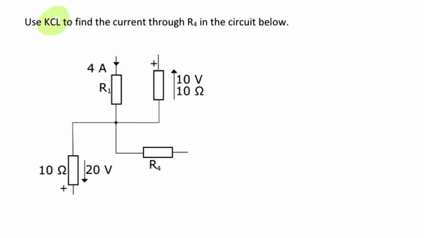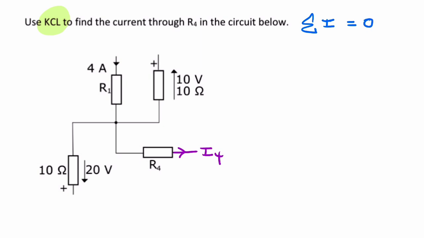So here we're being asked to use Kirchhoff's current law to find the current passing through R4. So let's give that a name. Let's call it I4. So that's what we're trying to find. Kirchhoff's current law says that the sum of all the currents entering the junction should be 0.